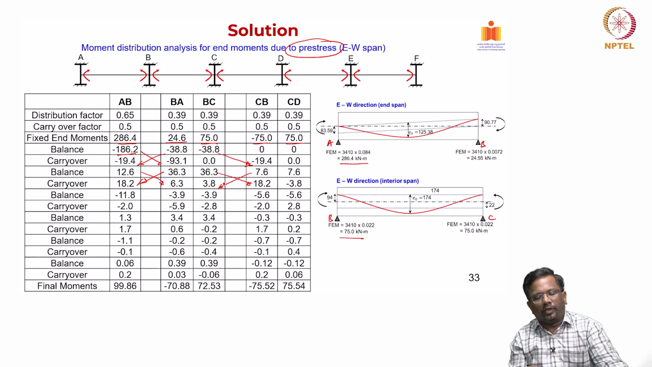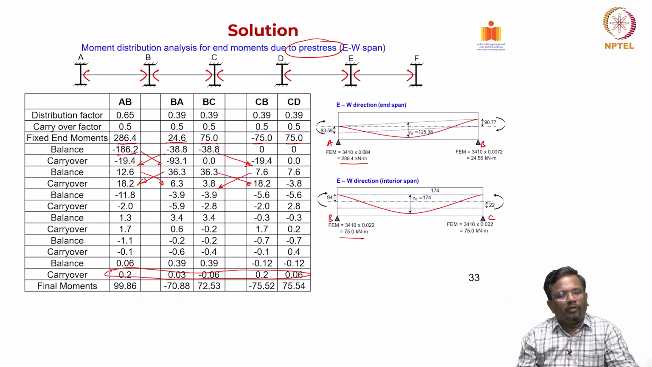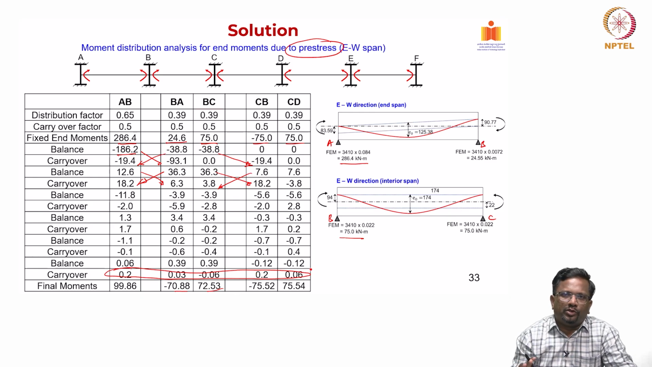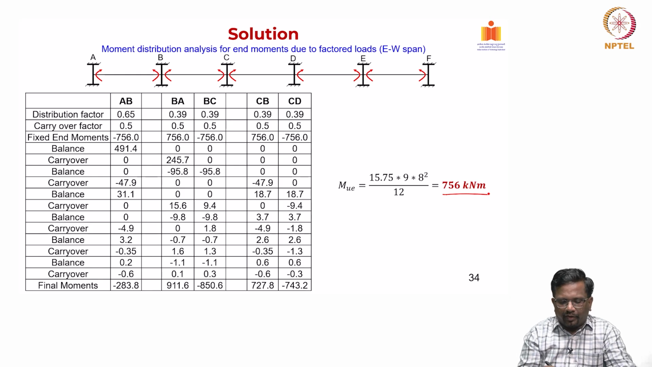Like this we continue until the carryover moments become very, very negligible. Then you add all of them to get your final moments. You see here 99.86 at AB, and for BA it is 70.88 and for CD it is 72.53 and so on. So, you get the distribution. These are the moments due to pre-stress only. Again we do the same thing for externally applied load, which is 756 kilonewton meter. Same process, finally you get your final moments at different locations like this.